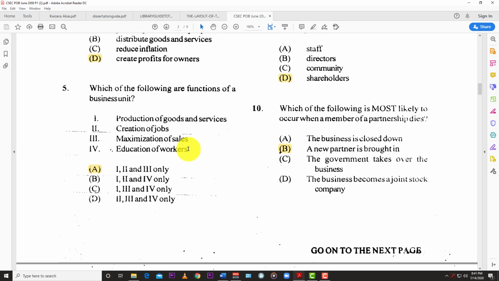Education of workers would normally be the job of the school system, things like that. But in some businesses, they actually have training for workers and stuff like that. So that's why I said the best answer for me would have been all of the above. But since there's no all of the above, and it must include 1, which this one doesn't have, that's out. This one has 1, but it's missing 2, so that's kind of out. This one is missing 3, which is maximization of sales. You need that. So the best answer would be A, 1, 2, and 3.